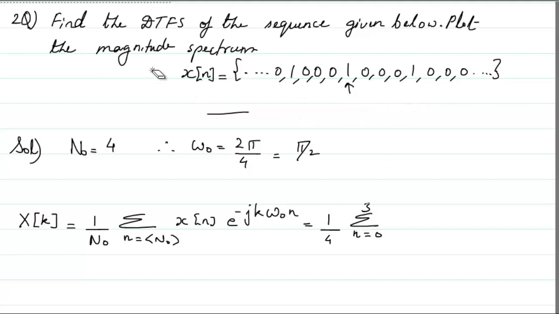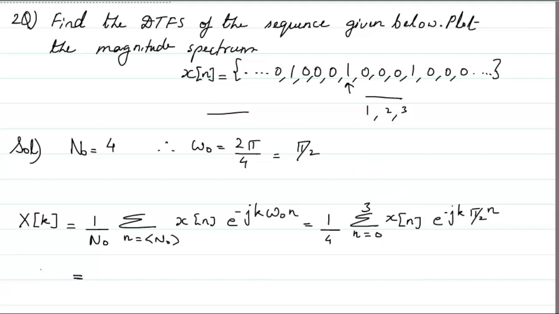So from 0 to 3, and at that the values are going to be x of n e raised to power minus j k omega naught, which is pi by 2, into n. Correct? Okay. Now look here. The value of x of n is going to be 0 for 1, 2, 3. That means for n is equal to 1, n is equal to 2, n is equal to 3, the values are going to be 0 and only it exists for n is equal to 0.